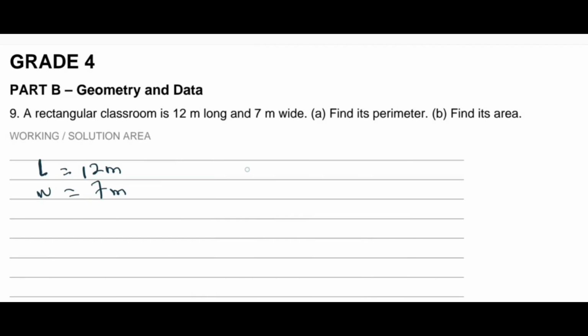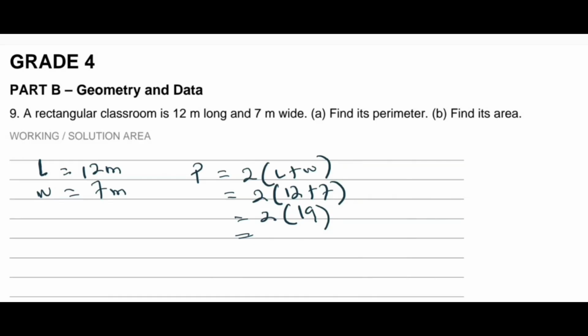So to find the perimeter, the formula is 2 into bracket length plus width. So over here, 2 into bracket 12 plus 7. That will give us 2 into bracket 12 plus 7 is what? 12 plus 7 is 19. And then 2 times 19 is what? 2 times 19 is 38. So the perimeter is 38 meters.